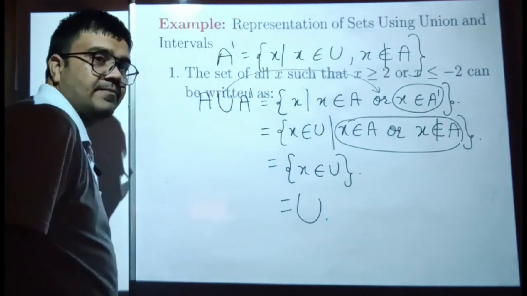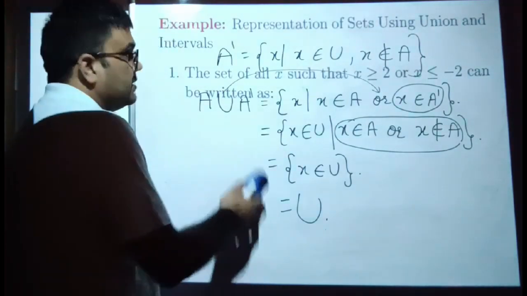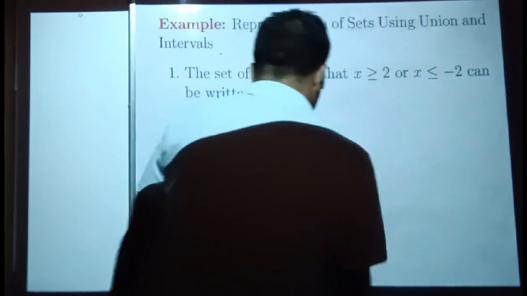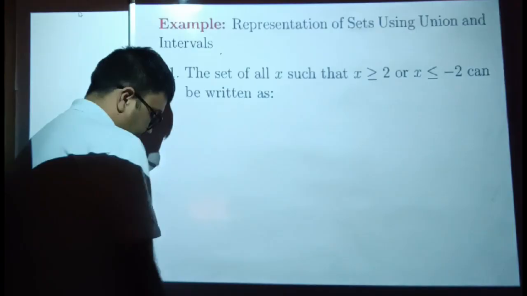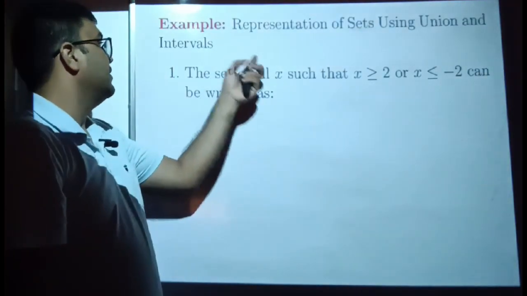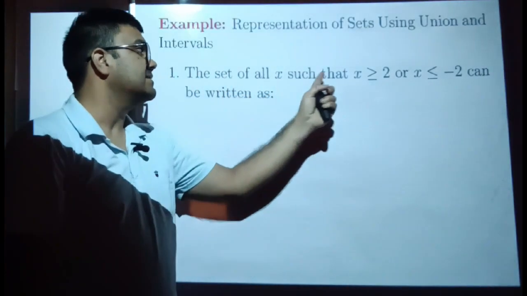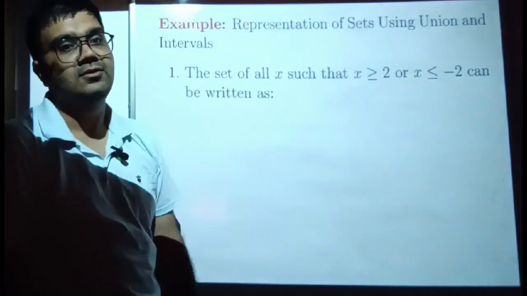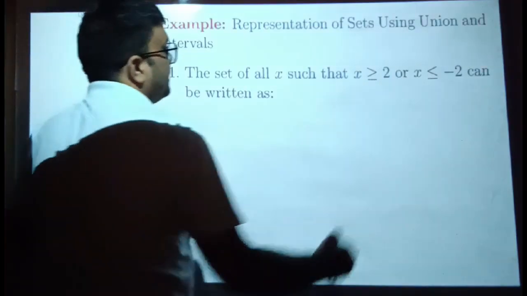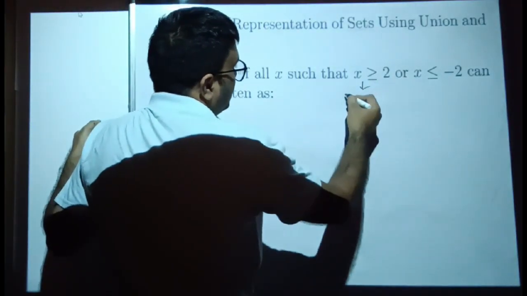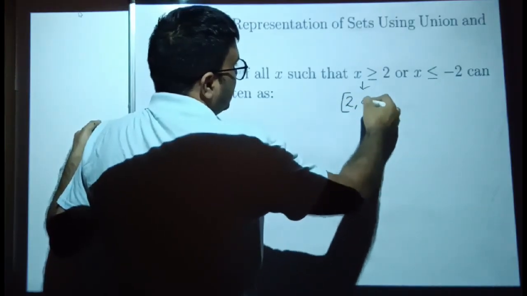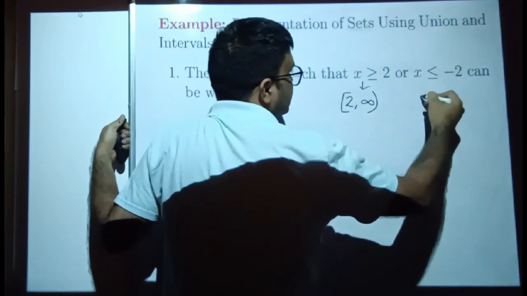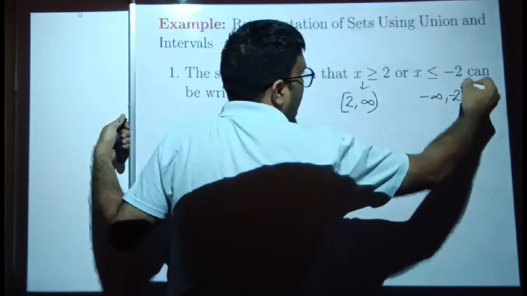Next we have the representation of sets using union and intervals. We have already seen the intervals. Now we are going to talk about the operations on those intervals. We are talking about the set of all x such that x is greater than or equal to 2, or x is less than or equal to minus 2. When we say x is greater than or equal to 2, in interval form we write 2 comma infinity. x is less than or equal to minus 2 means minus infinity comma minus 2.